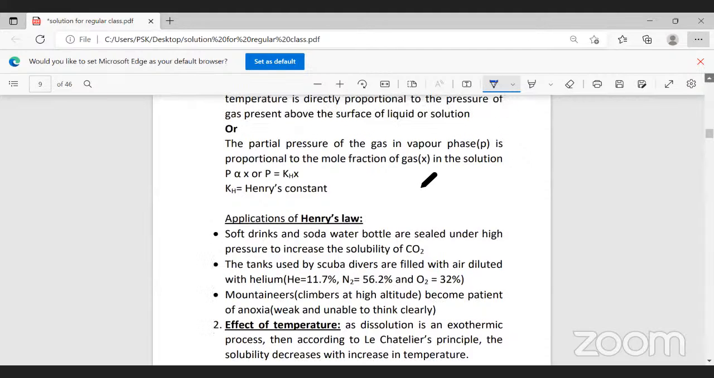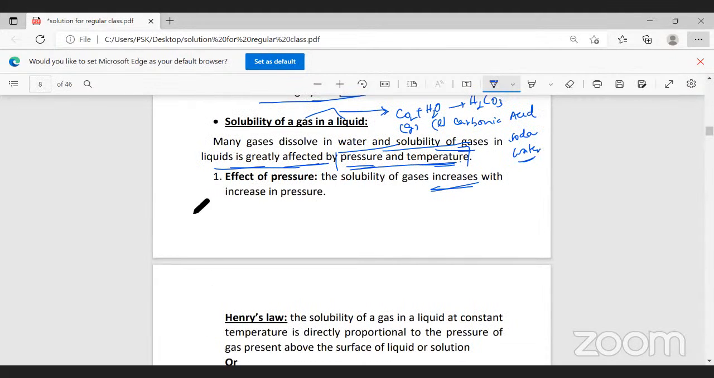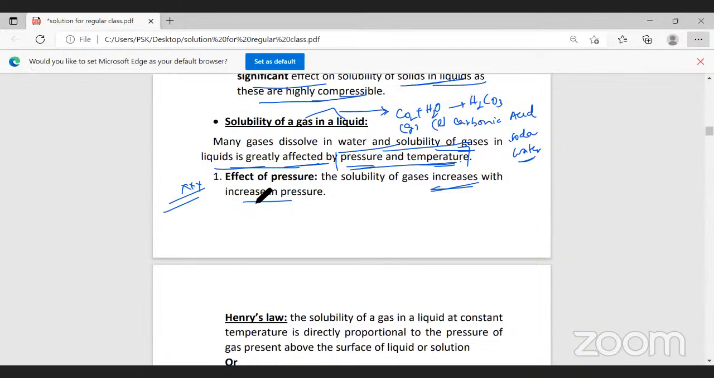When you increase the pressure, the solubility of gas increases. Note this point: solubility of gas increases with increase in pressure. If there is less pressure, the gas will escape. Instead of dissolving, instead of getting soluble, it gets vaporized or escapes. Therefore, when you pass gas at high pressure, the solubility of the gas in water or liquid will increase. So, effect of pressure: the solubility of gas increases with increase in pressure.